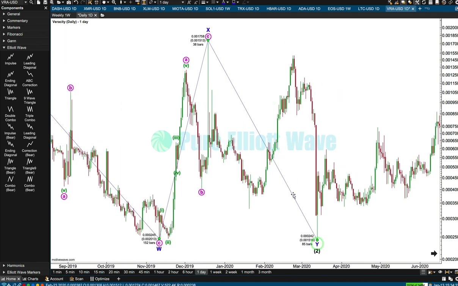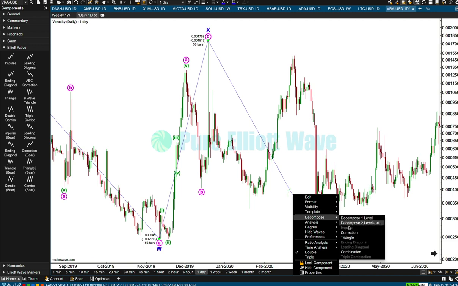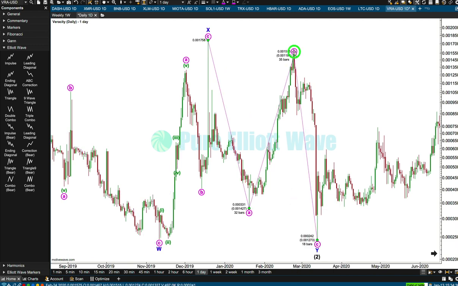Is minor Y a flat correction? Is B 90% the length of A? It looks like it might be a bit close. Let's do a quick calculation.